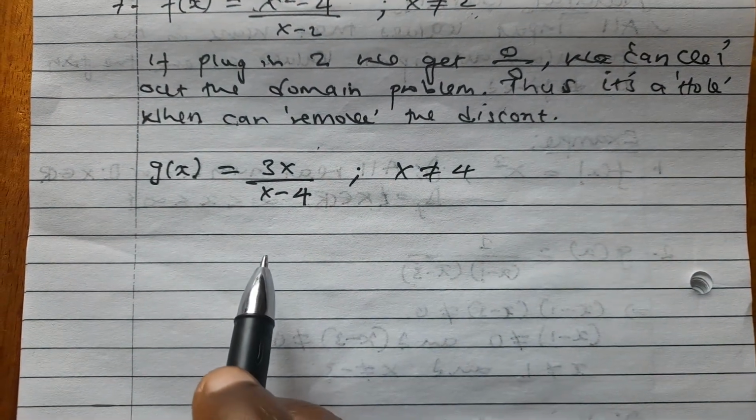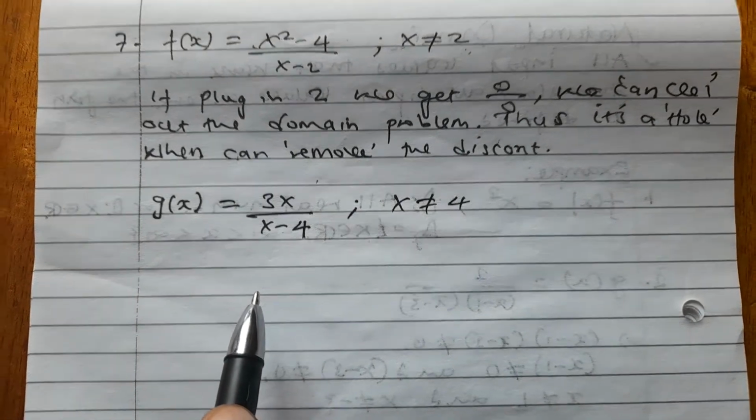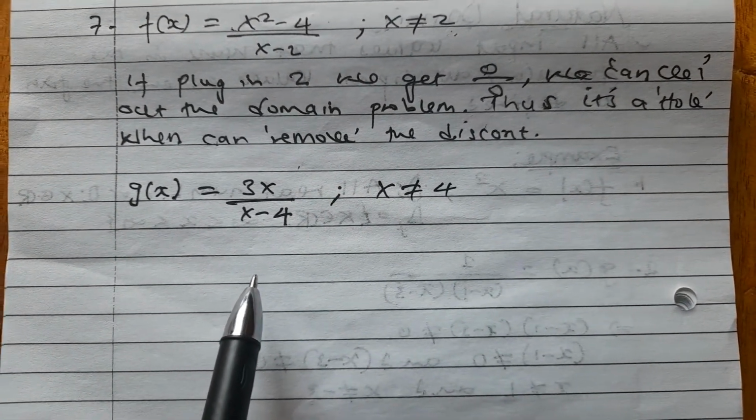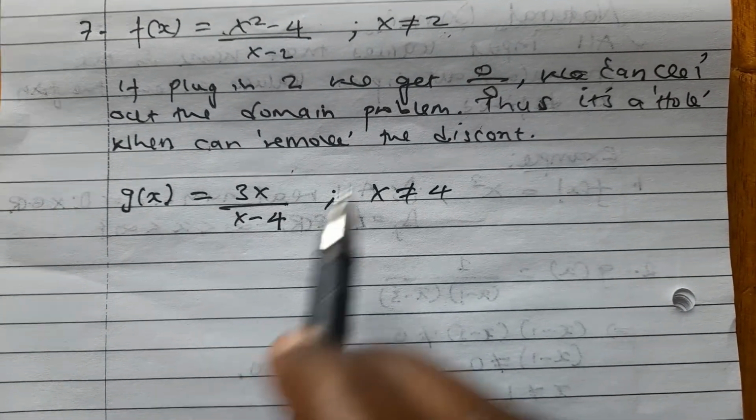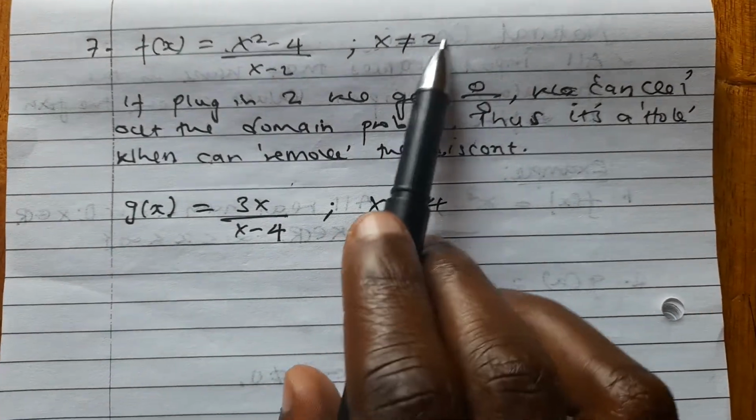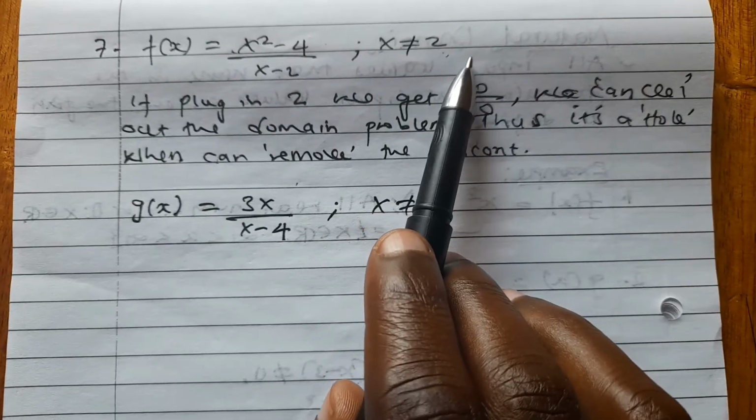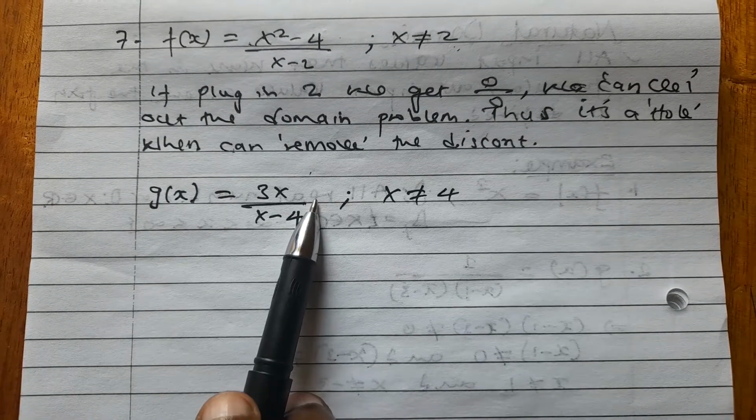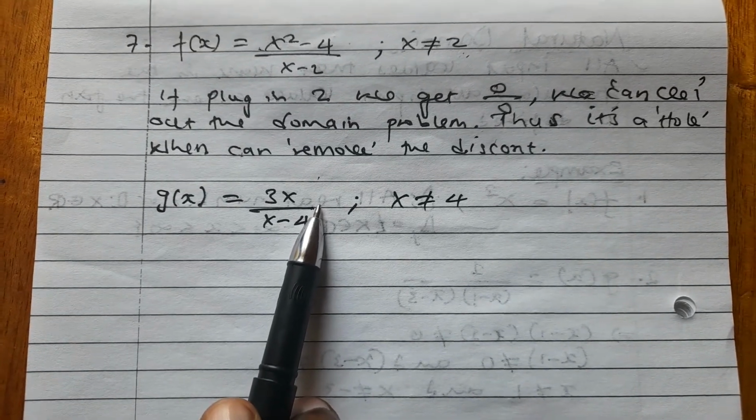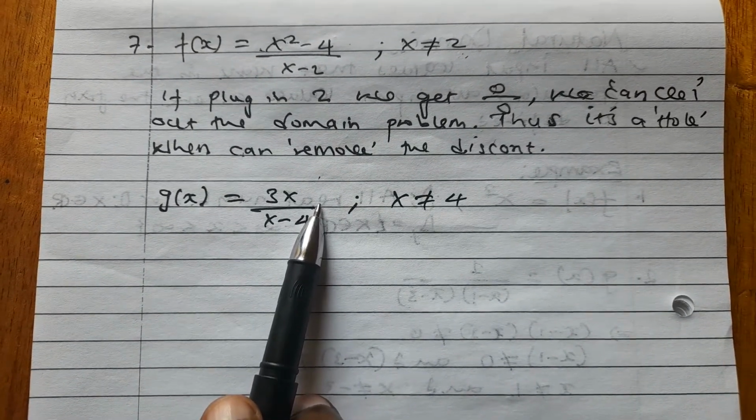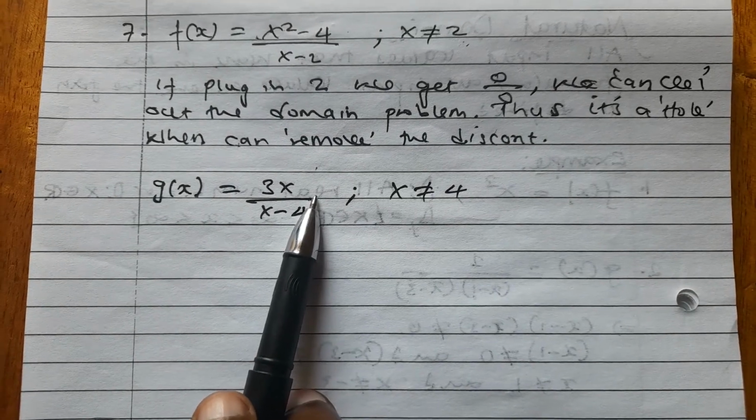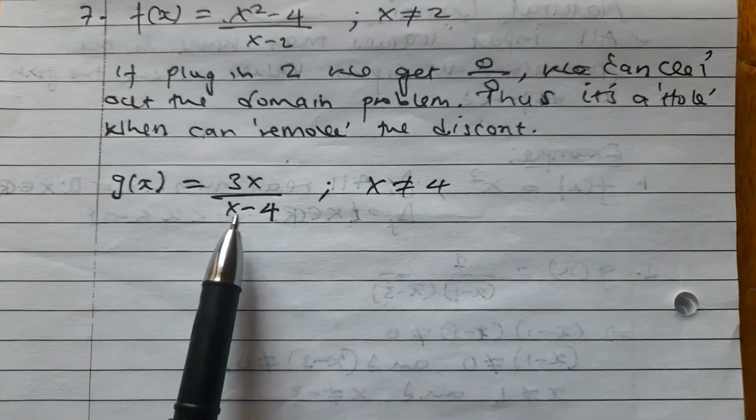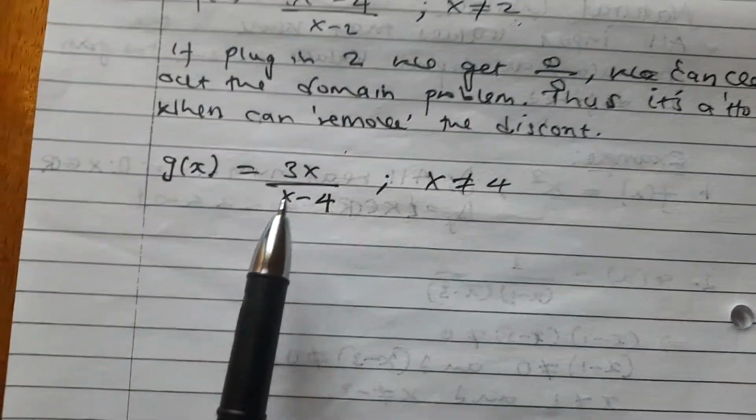If we have a number over 0, we say that that point is actually a vertical asymptote. Unlike this case where we are saying this point is actually a hole, here we say that point is actually a vertical asymptote. This happens typically when we have a number over 0 and we cannot remove the domain problem.